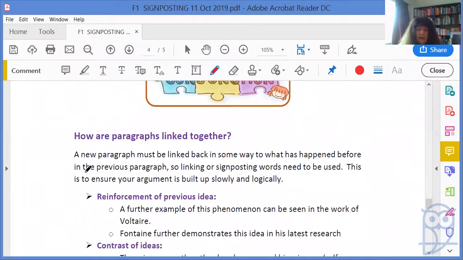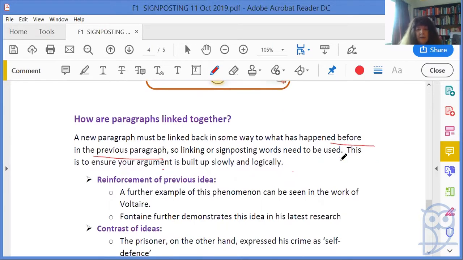Well, a new paragraph must be linked back in some way to what's happened before in your essay, in the previous paragraph. So linking or signposting words need to be used. This is to ensure your argument is built up slowly and logically. Okay, you can't just blab everything out in one sentence. It's got to be organized and planned properly.